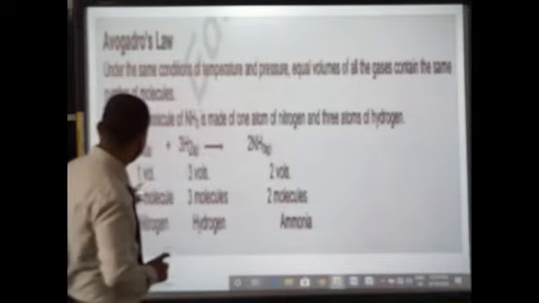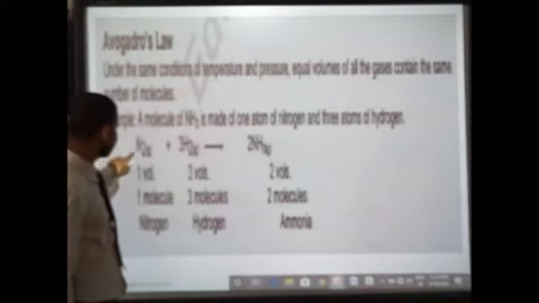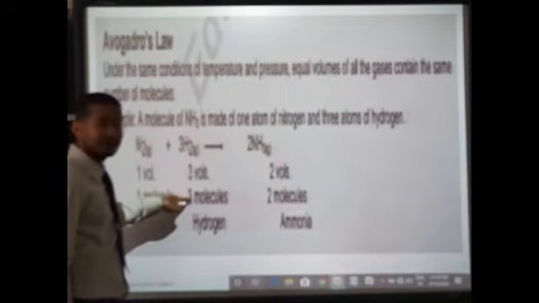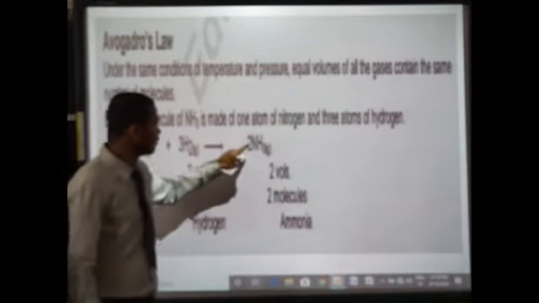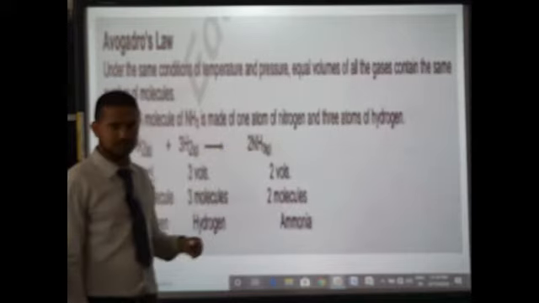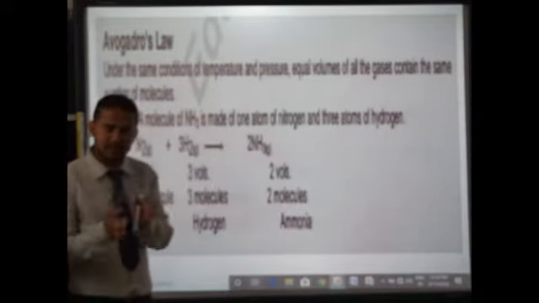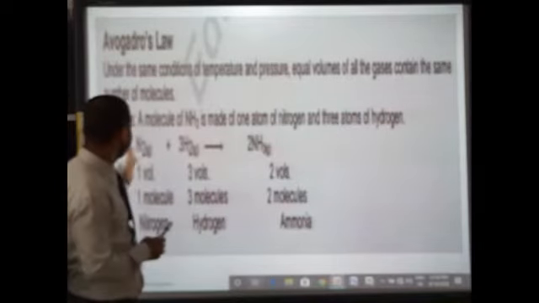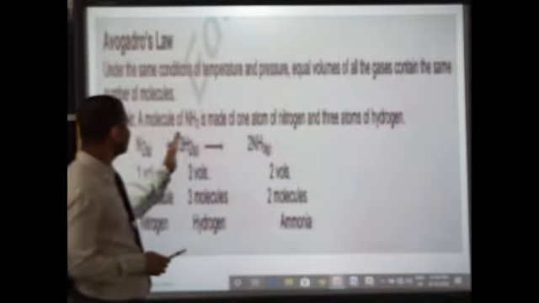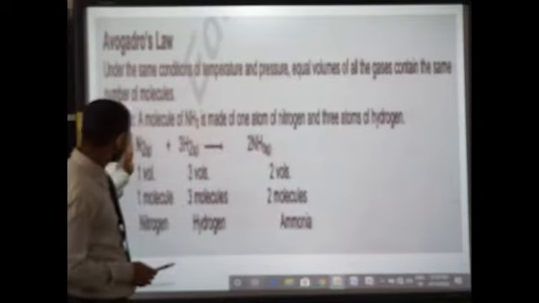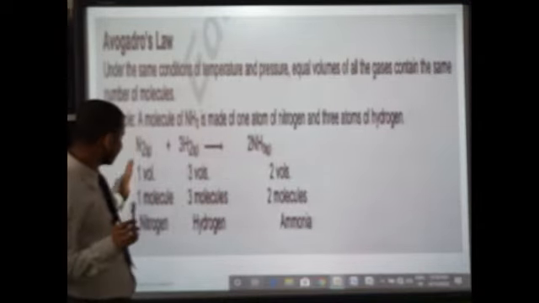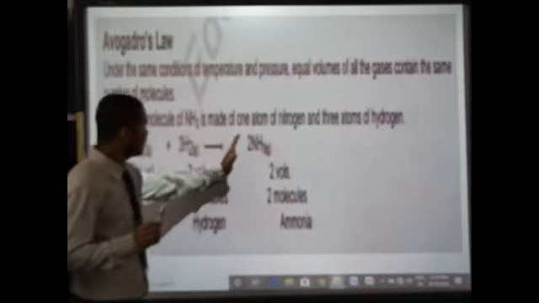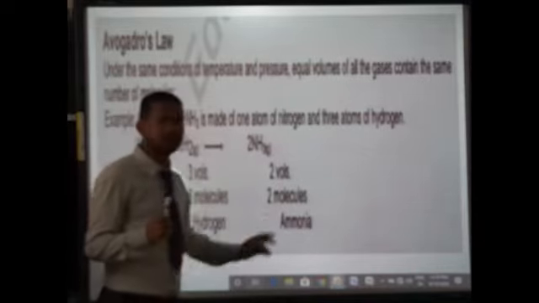For example, if 1 volume of nitrogen has 1 molecule, then 3 volume of hydrogen will have 3 molecules. And 2 volume of ammonia will have 2 molecules. Got it? So equal volume means equal number of molecules. Here it is not equal, 1, 3, 2. So if 1 volume of nitrogen has 1 molecule, then 3 volume of hydrogen will have 3 molecules, and 2 volume of ammonia will have 2 molecules.